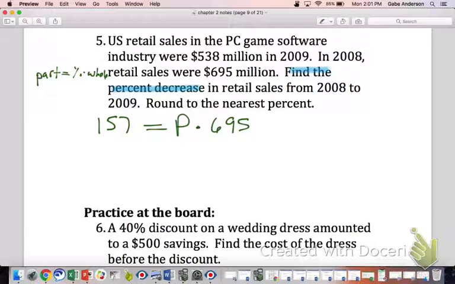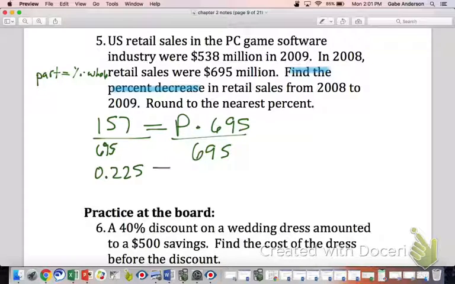But what are we about to do in the very next step? Divide. And so the millions would divide out anyways. So we get 695 divided into both sides. So what is 157 divided by 695? Calculator time, right? Go ahead, Cole. It's like 0.225. Okay, that works. That equals P.